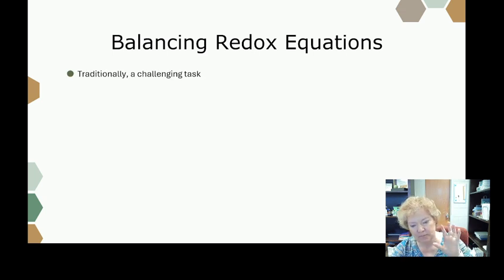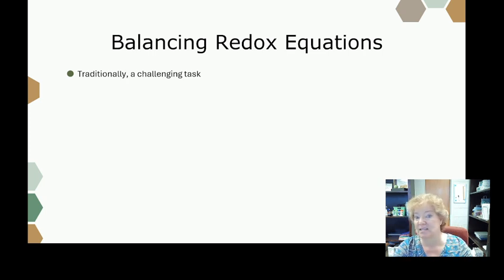Okay, traditionally, balancing redox equations is a challenging task because now I need to make sure that the number of electrons lost in the oxidation is equal to the number of electrons gained in the reduction.